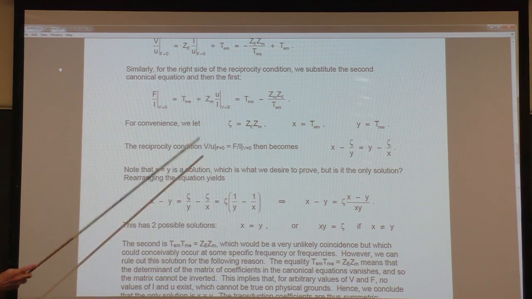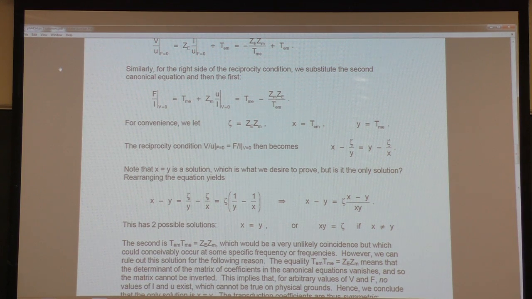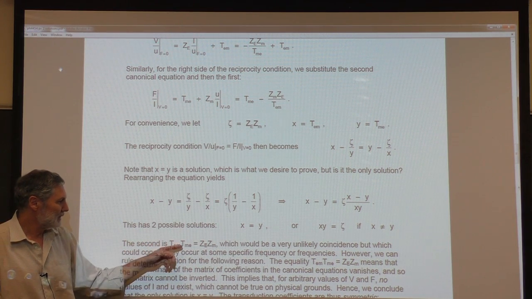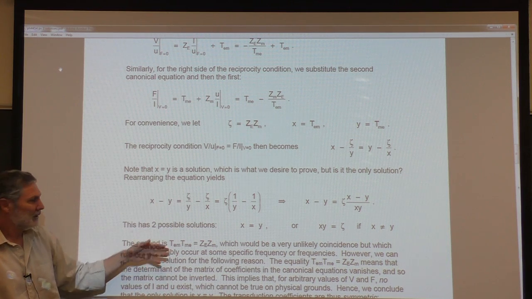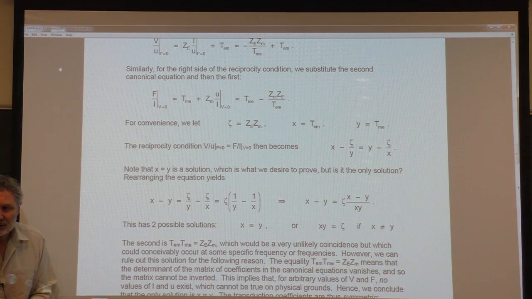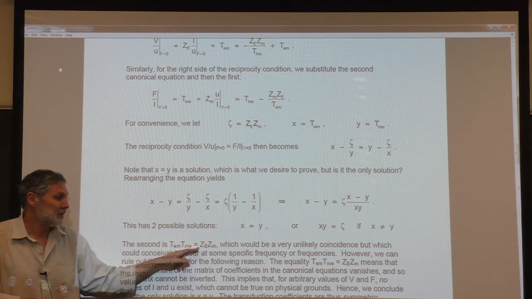If we go back and substitute where x and y and zeta are, we get this. Now, look at this. Usually when you think of a transducer, these are independent quantities. You know, the transduction coefficients, there's really only one here, but it doesn't matter. They're independent. So it would be a coincidence if this were satisfied.